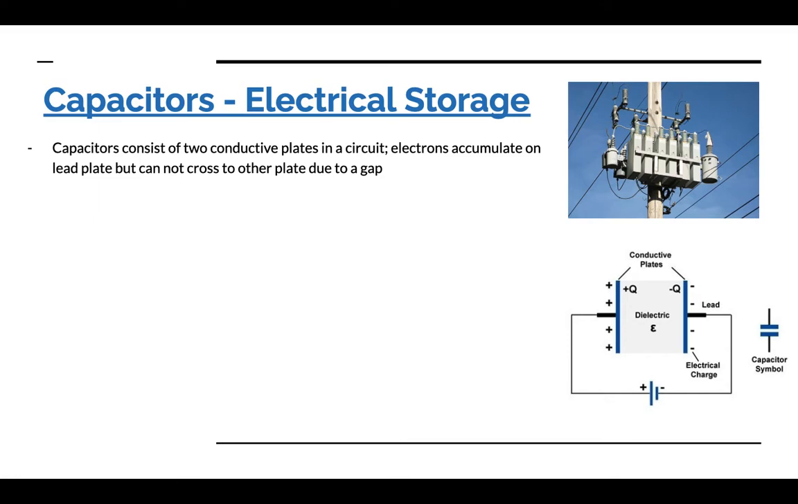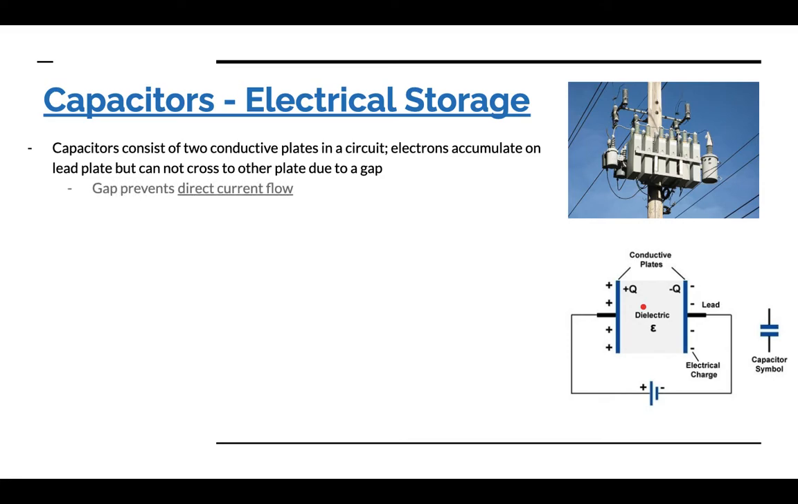So, how does a capacitor work? A capacitor consists of two conductive plates in a circuit. What's going to happen is electrons are going to accumulate on the lead plate, which is right here. So, electrons are going to go from the negative terminal and accumulate on the lead plate. However, electrons cannot cross over to the other plate due to a gap. Some electrons can cross over. There is going to be some current. It's going to be a very weak amount of current. But for our intents and purposes, we can essentially treat it to the point that the current is negligible and that there's zero current between the two plates.